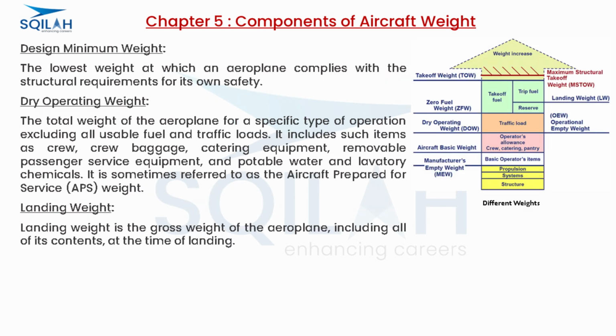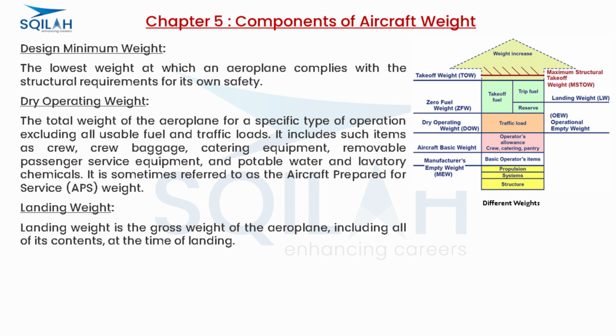Design minimum weight. The lowest weight at which an airplane complies with the structural requirements for its own safety. Dry operating weight. The total weight of the airplane for a specific type of operation excluding all usable fuel and traffic loads. It includes such items as crew baggage, catering equipment, removable passenger service equipment, and potable water and lavatory chemicals. It is sometimes referred to as the aircraft prepared for service (APS) weight.